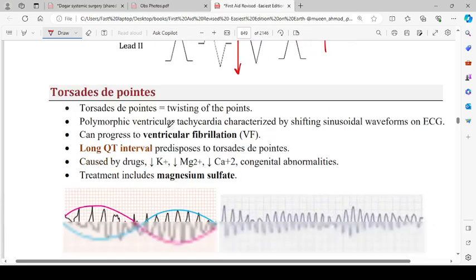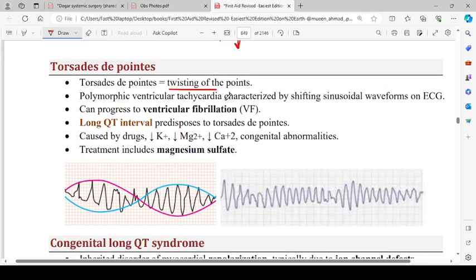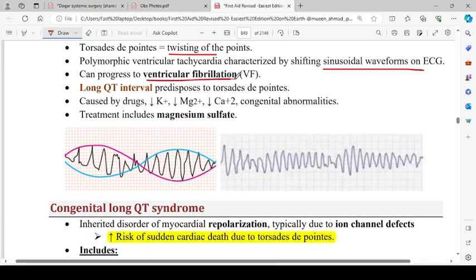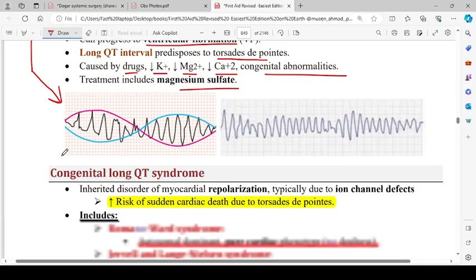Torsades de pointes, it is twisting of the points. Polymorphic ventricular tachycardia, characterized by a shifting sinusoidal waveform on the ECG, can progress to ventricular fibrillation. Long QT interval predisposes to torsades de pointes caused by drugs, decreased potassium, decreased magnesium, decreased calcium, and congenital abnormalities. Treatment includes magnesium sulfate. So to treat torsades de pointes, we can give magnesium sulfate.